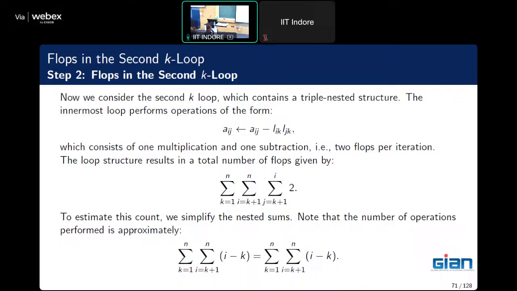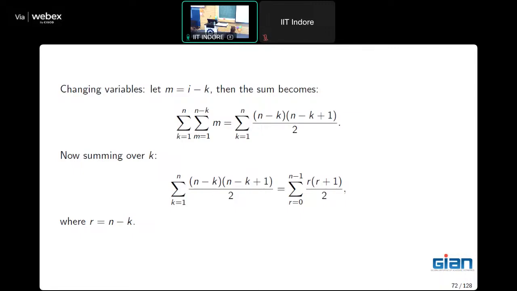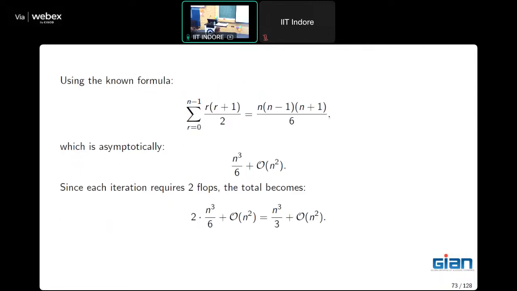And as I told you, j varies from k plus 1 to n, i varies from k plus 1 to n, and k varies. You just do the arithmetic, and finally you will get this calculation, which is about n cubed by 3. So just write the sum, and from there you can know the complexity of the method. So finally you can decide which decomposition will be helpful for your problem, and whether the flops are more or less.